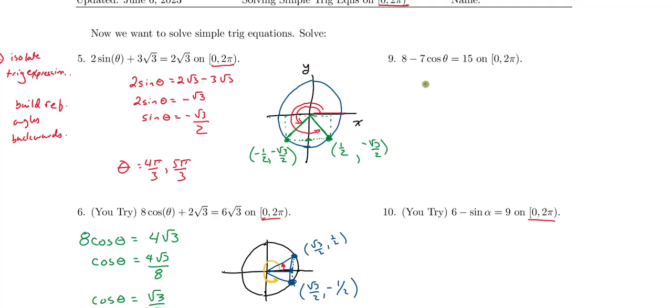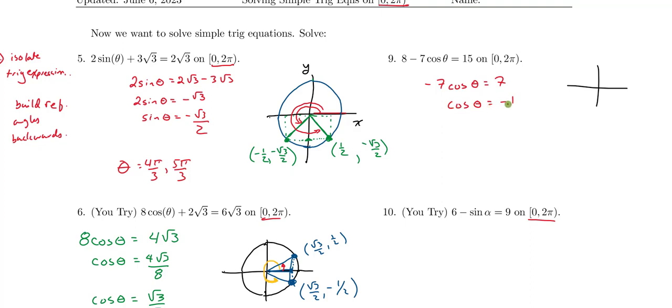Well, if I go to solve this, isolating the trig expression, if I subtract 8 over, that would give me negative 7. So I want the cosine of theta to equal minus 1. So in this case, we're going to give ourselves, if you want, a rough unit circle. But where do we want to be? Well, we want our what coordinate?